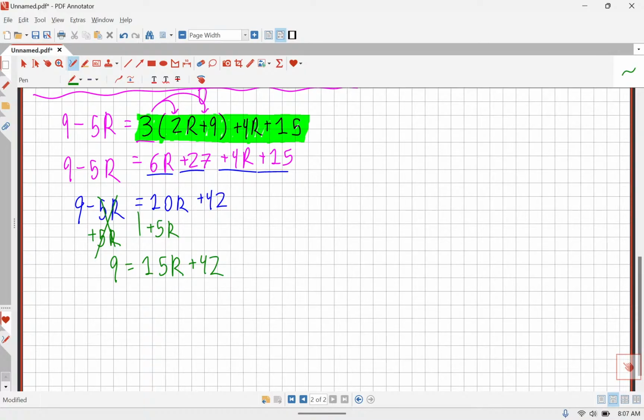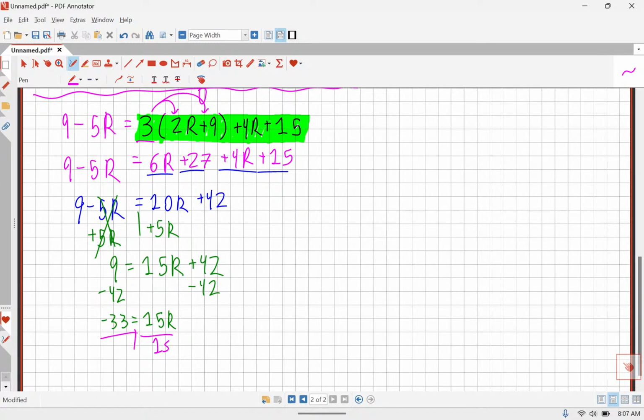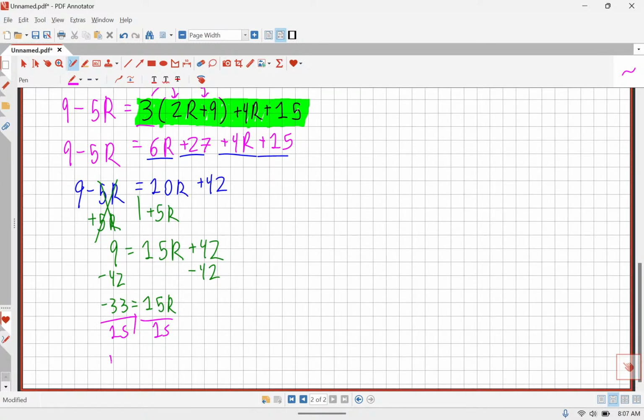Asher, where would you go from here? How would you solve that guy out? So take away 42. Now, is that negative 33 equals 15r? And then what's my last step here, Asher? Divide by 15. And what did you get for your answer? That's okay. Punch that in there. Negative 33 divided by 15. It'll give you a decimal. What do you got for me? Awesome. How many of us got r equals negative 2.2 or see how we got that and aren't too concerned?